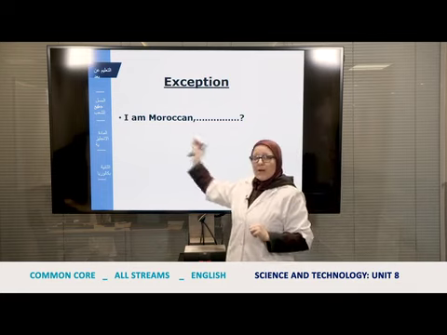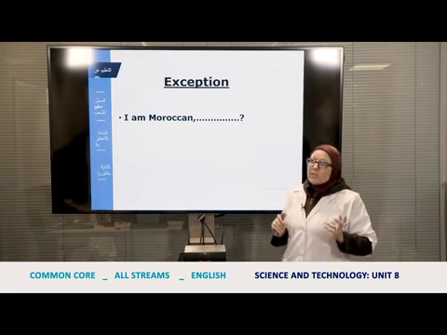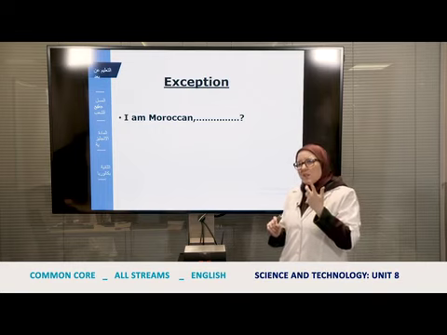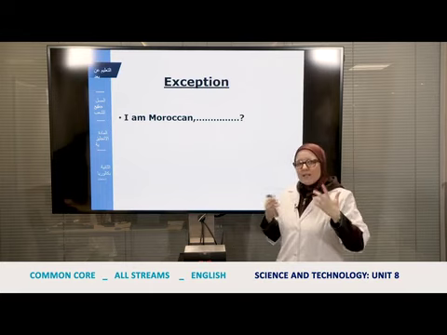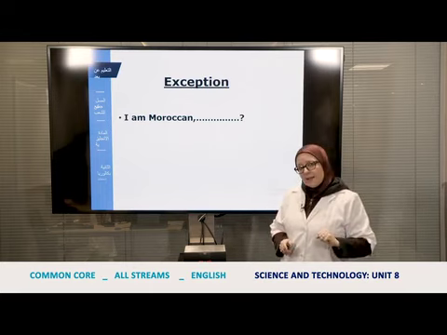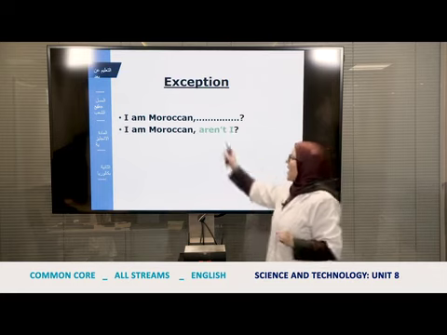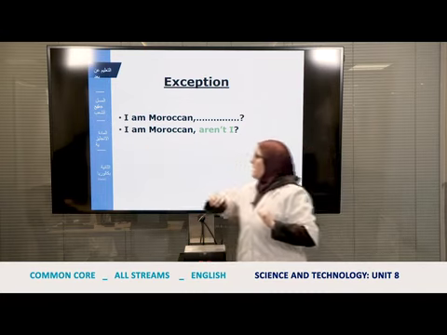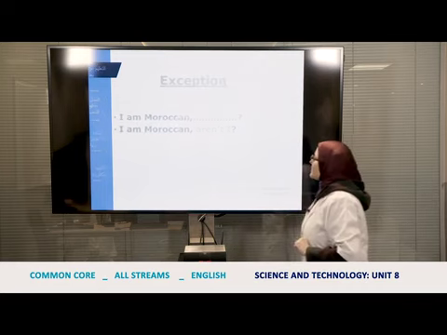So I am Moroccan. What do you think the question tag would be here? Normally speaking, according to my explanation, you would say I'm not I, okay? But it sounds awkward, very heavy. We cannot say it easily, you see? That's why it's considered an exception. So we say I am Moroccan, aren't I? So whenever you have I am, it becomes aren't I. So here comes the time for the practice.